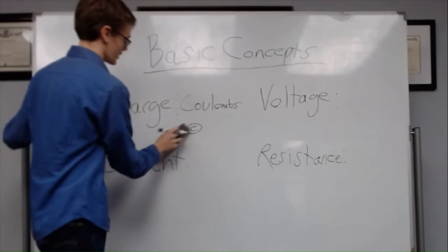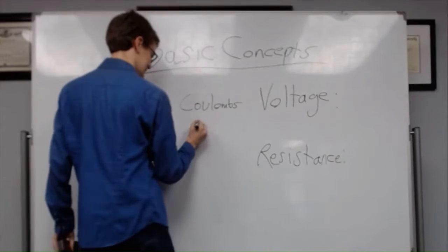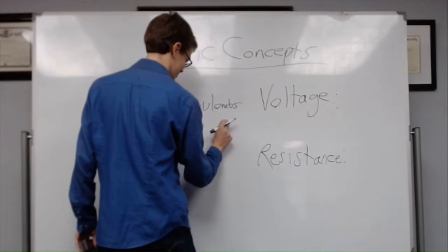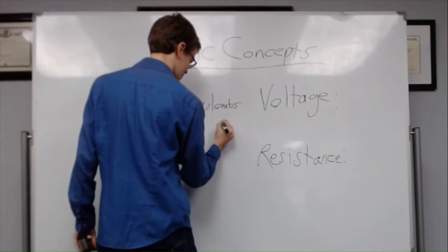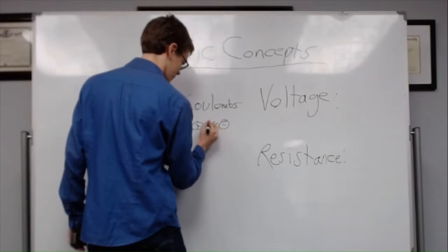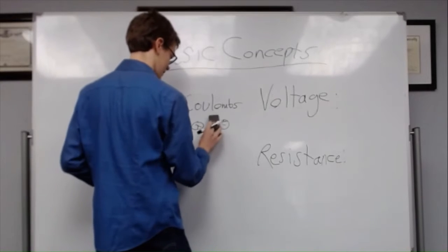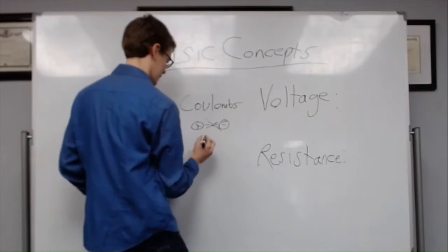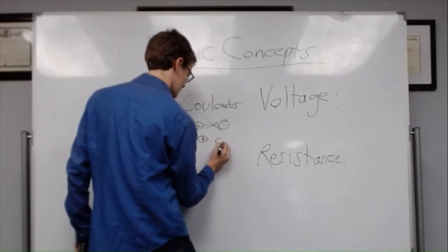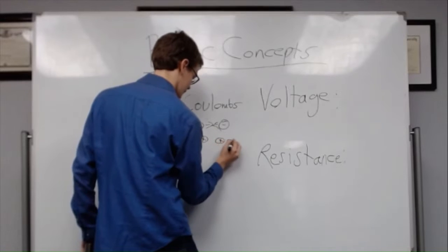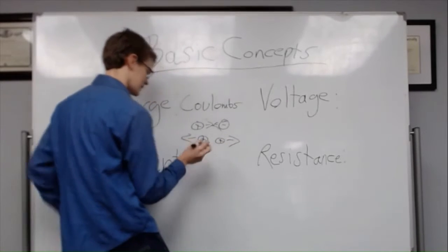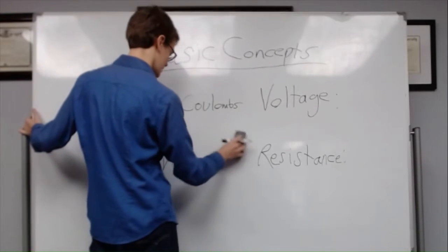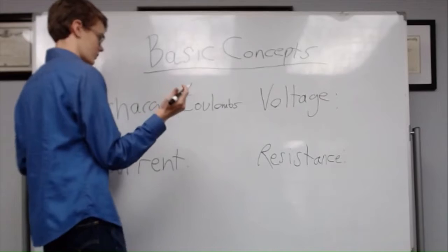You need to know that like charges repel and opposite charges attract. So these will attract, and like charges will repel. If they're like, then they will repel, and if they're opposite, then they will attract. So that is pretty much it for coulombs.